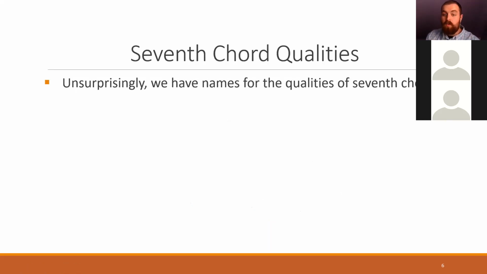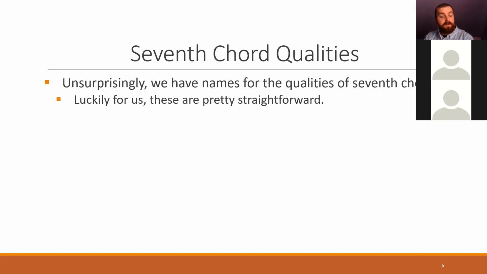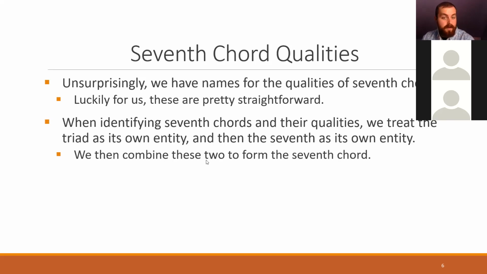Unsurprisingly, we have qualities for 7th chords. Now, there's good news and bad news. The good news is that these are pretty straightforward. When identifying 7th chords and their qualities, we treat the triad as its own entity. We do what we've already been doing. We look at the triad at the bottom, the root, 3rd, 5th on its own. And then we look at the 7th as a separate entity. And then we combine those 2 things to give us the 7th chord quality.